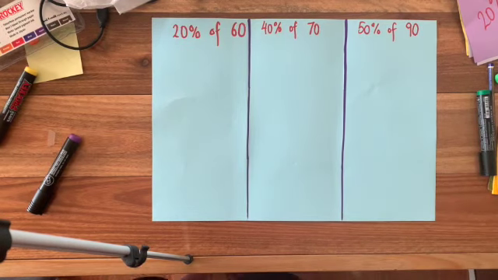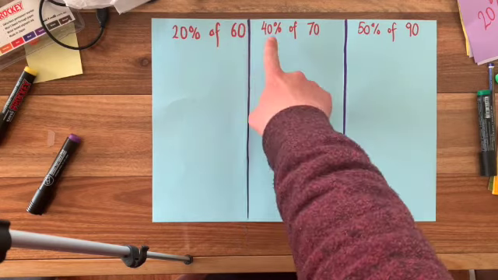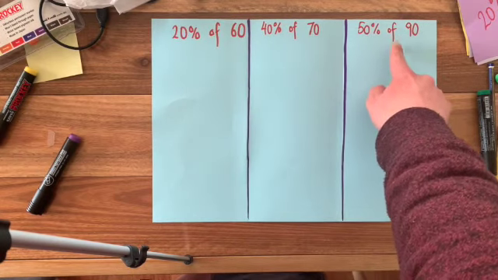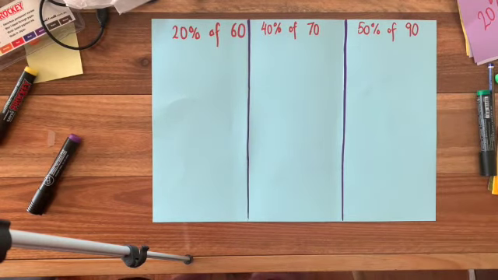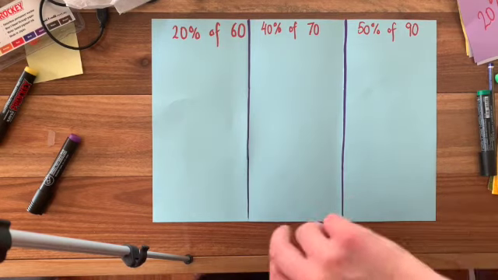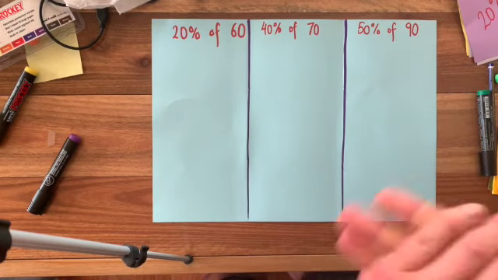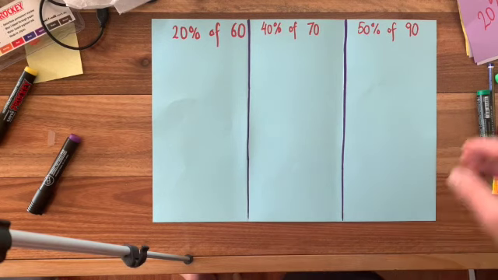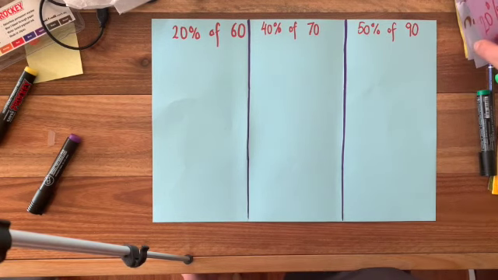In these examples, there are three examples here: 20% of 60, 40% of 70, and 50% of 90. Now, in these examples, none of our totals are 100 or a multiple of 100. They are less than 100. So what we need to do is use our thinking from earlier in the video and put our thinking together.